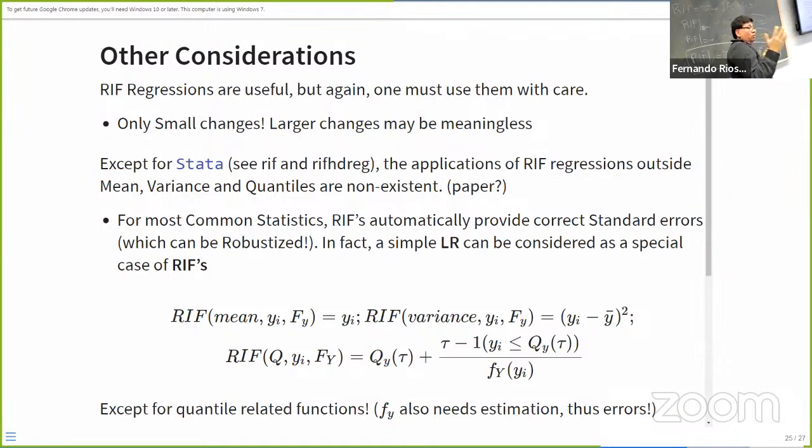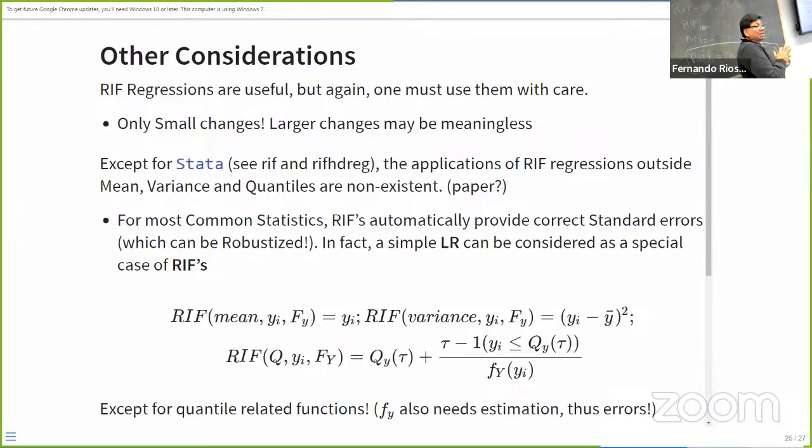All right, so some other considerations. RIF regressions are useful, but one must use them with care because of all those large impacts. It's possible to use RIF regressions for treatment effects, but again, you have to be very explicit. For most of the cases, you should only think about small changes. Large changes may be meaningless. Sometimes it will give you good results, but more often than not, every time that you try to apply a large change, interpreting dummies, for example, the results are going to be odd.